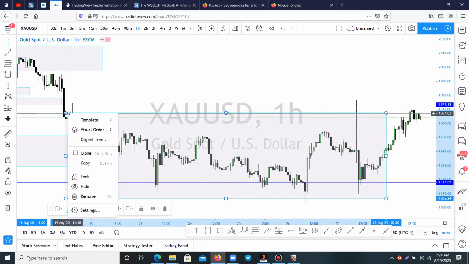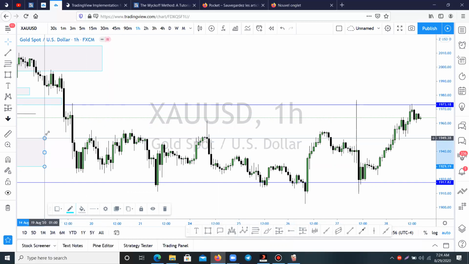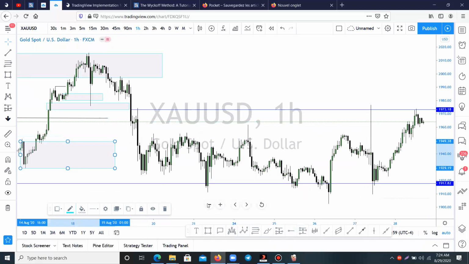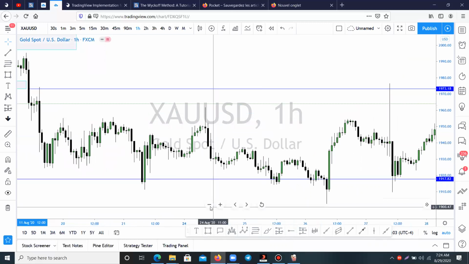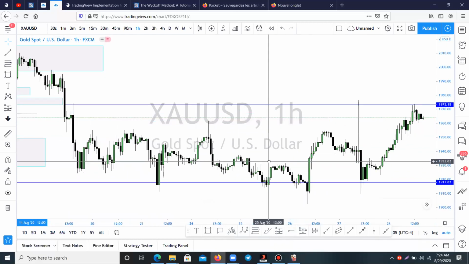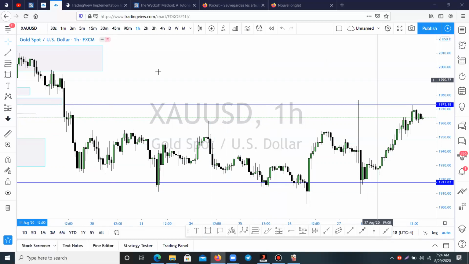Now, I want you guys, before I mark all the levels that are here, you must tell me what you see from this chart. What do you see in this chart? Guys. Yeah, market was selling. Okay. Market was selling. Yeah, here market was selling.